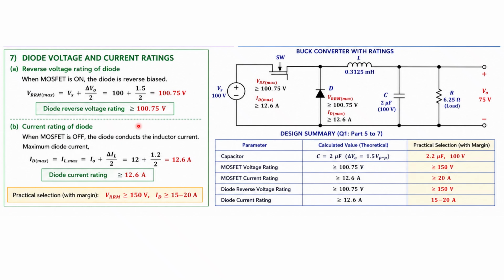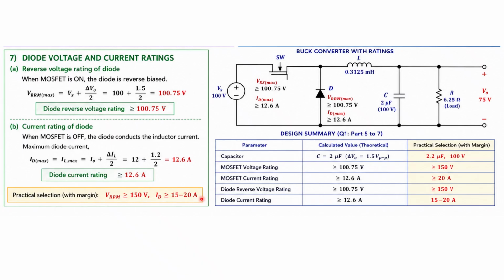The current rating of the diode should be greater than the peak value of load current. So what is the peak value of load current? I naught plus delta IL by 2, that is 12 plus 1.2 divided by 2, that is 12.6. So when you select the diode, the voltage rating should be greater than or equal to 150 volt and the current rating must be 15 to 20 ampere.